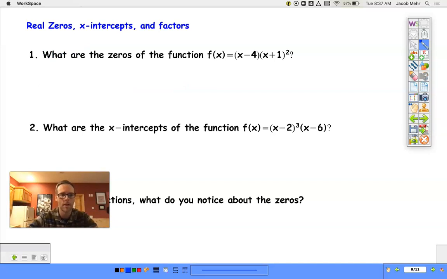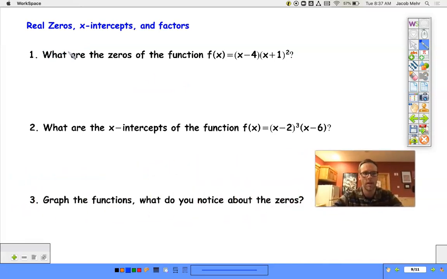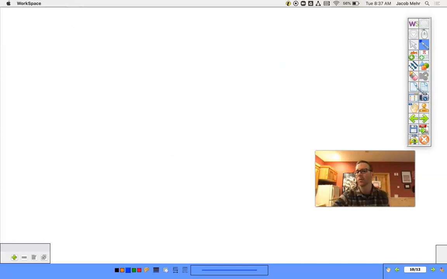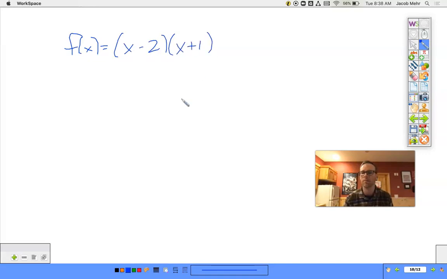Now let's talk about x-intercepts and zeros. Let's take a look here at the zeros of this function. f of x equals x minus 4 times x plus 1 squared. Let's rely again on what we've learned with quadratics. If I had a quadratic, and we looked at a lot of these, let's say it was just x minus 2 times x plus 1. What are the x-intercepts? Well, they would be 2 or negative 1, because we set it equal to 0.